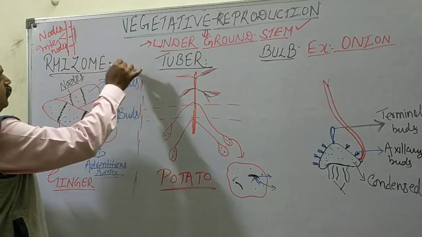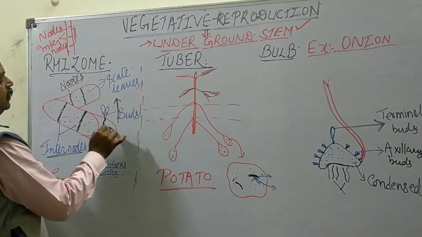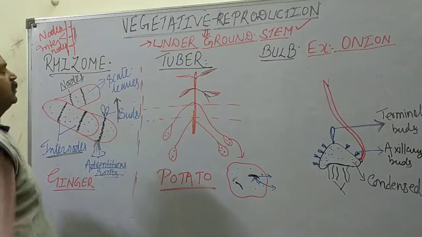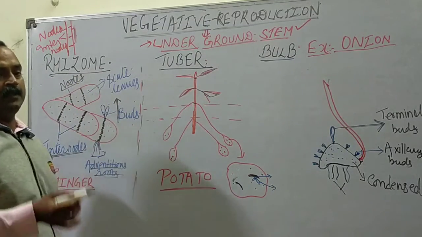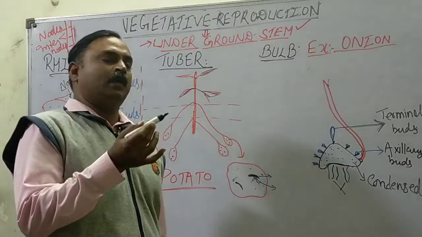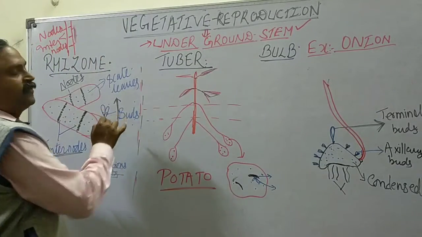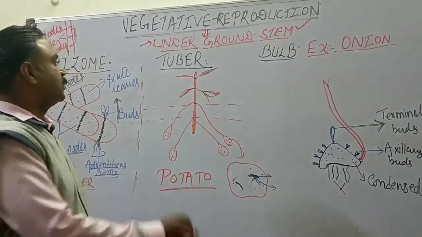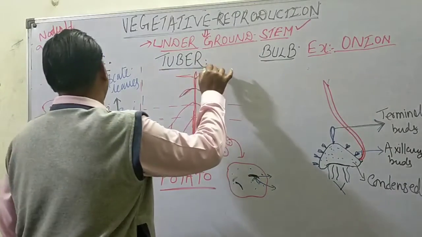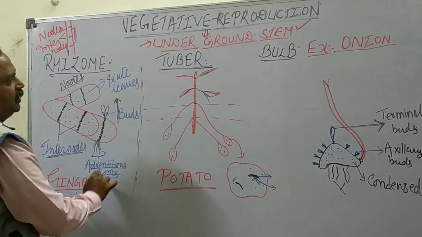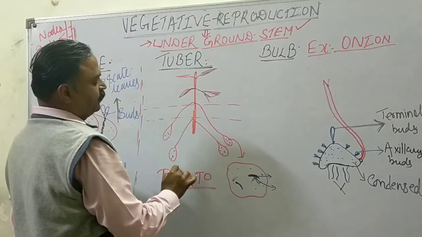But this is underground. So before learning this, you should know the features of stem: that stems have nodes and internodes, and from nodes buds develop and the bud gives rise to a new plant. Now the next example is the tuber. In rhizome the example was ginger, and in tuber the example is potato.